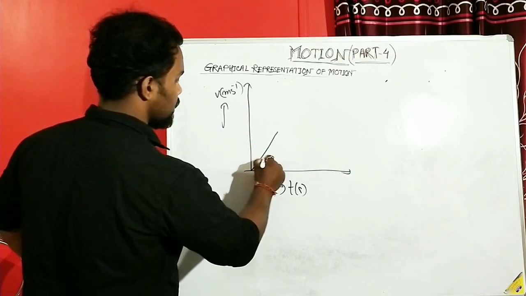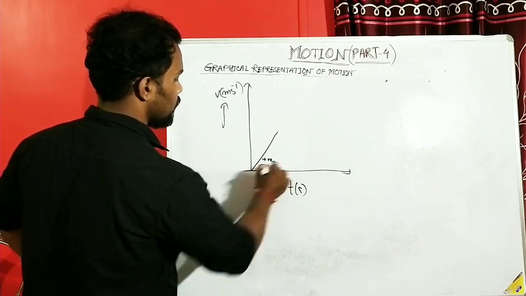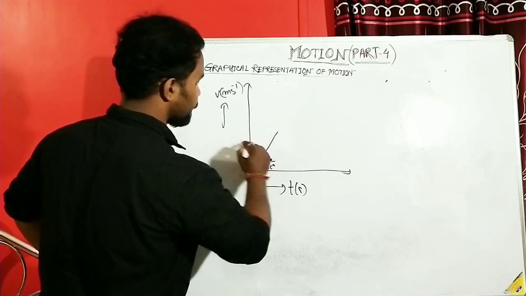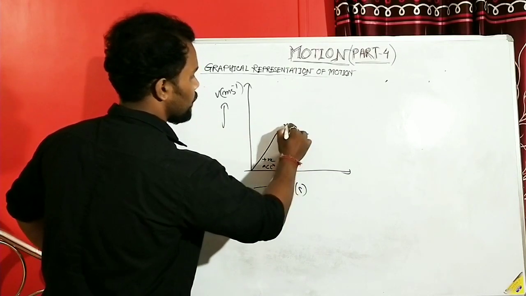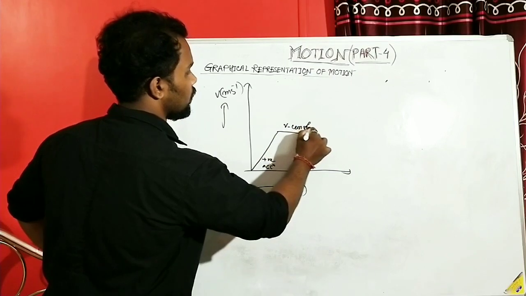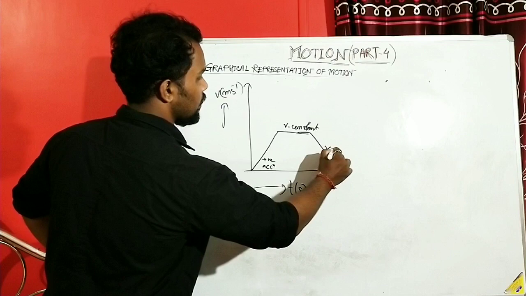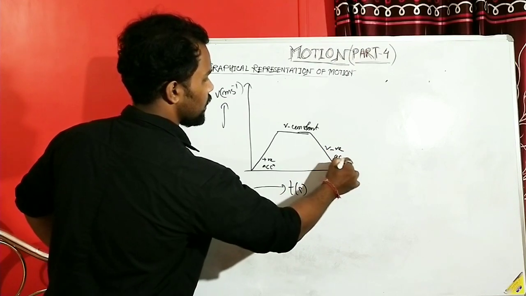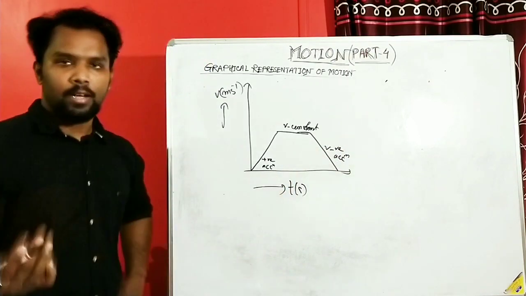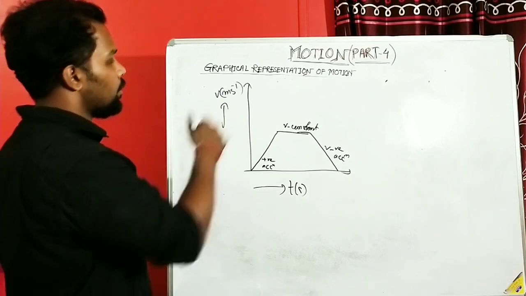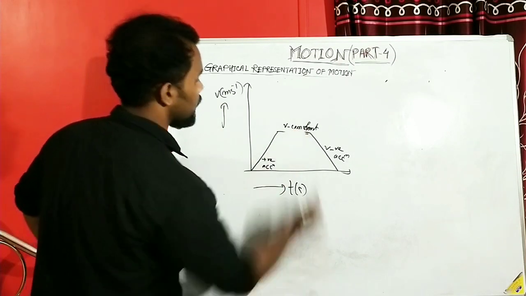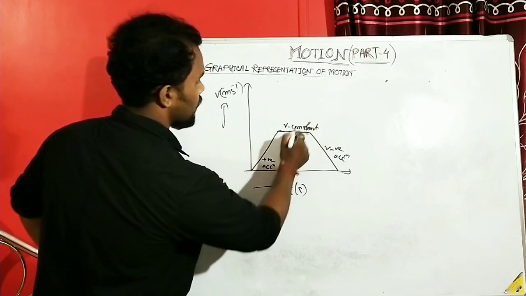So this is the positive part, the acceleration. Again, at a certain moment the velocity remains constant, and after a certain point the velocity decreases again. The velocity is decreasing, and it is going to negative acceleration. And negative acceleration is nothing but what? Retardation. Okay, this is the concept of the velocity-time graph regarding uniform motion and non-uniform motion.